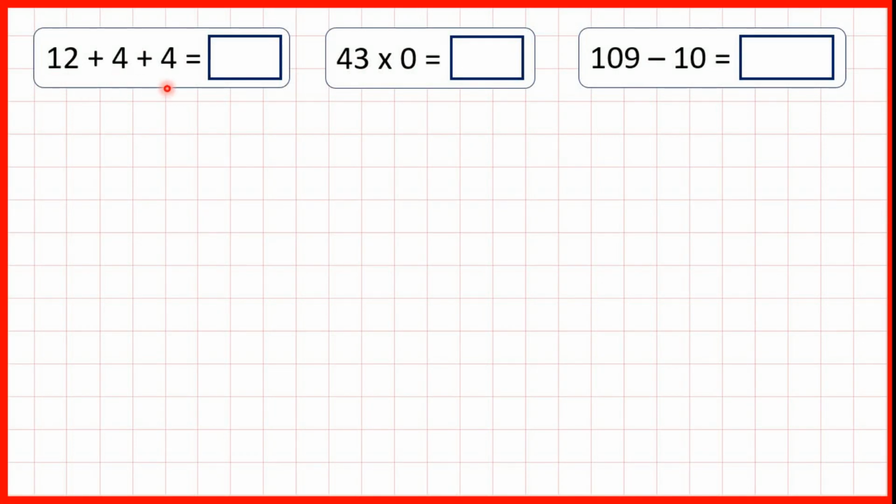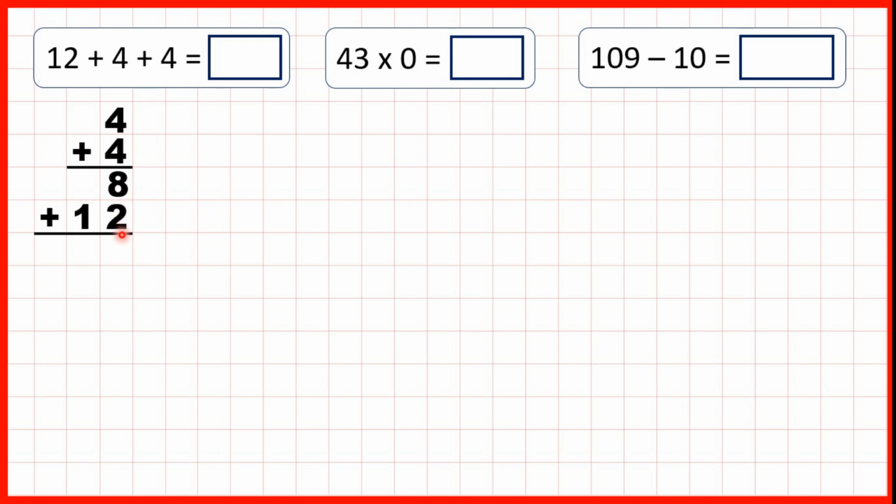12 plus 4 plus 4. So we need to add three numbers. And the way I like to do this is to add the smaller numbers, so add the single digit numbers first. So 4 plus 4 is 8, and then we can add the larger number, so add the 12, because with addition, order doesn't matter.